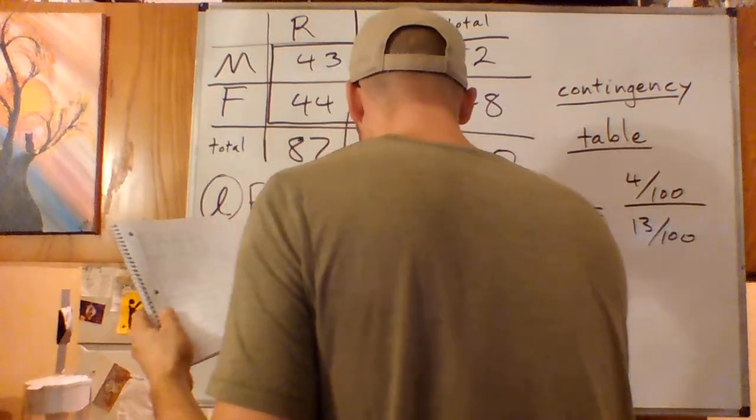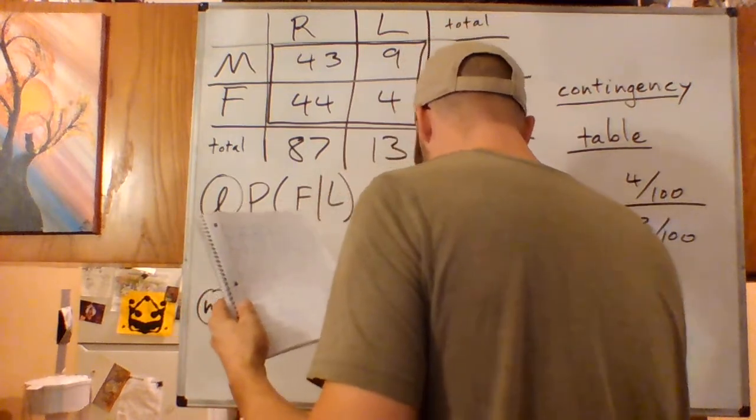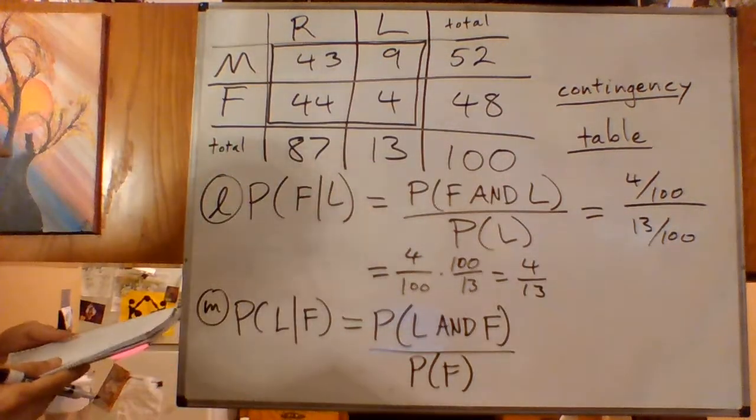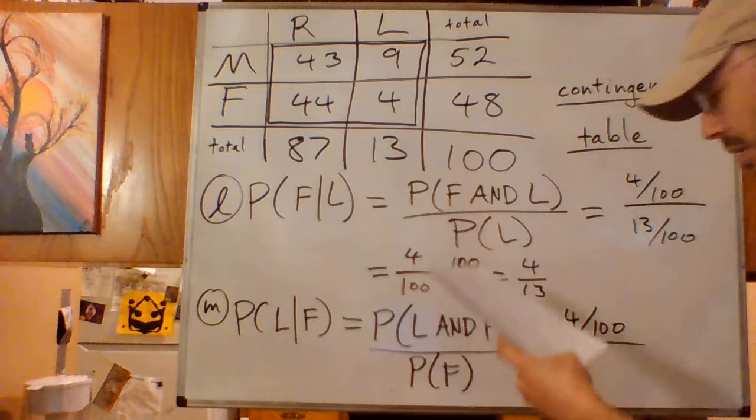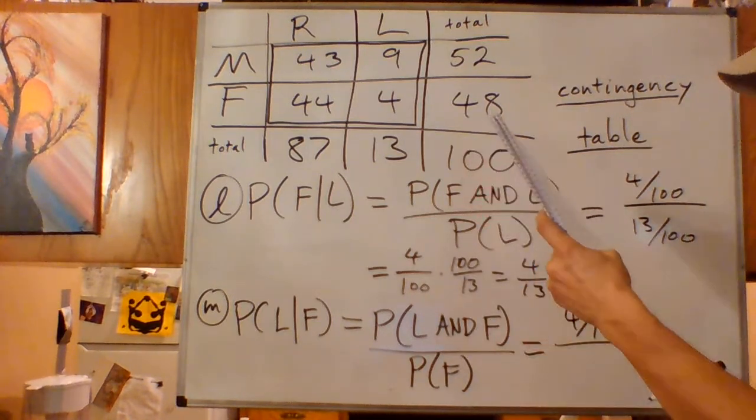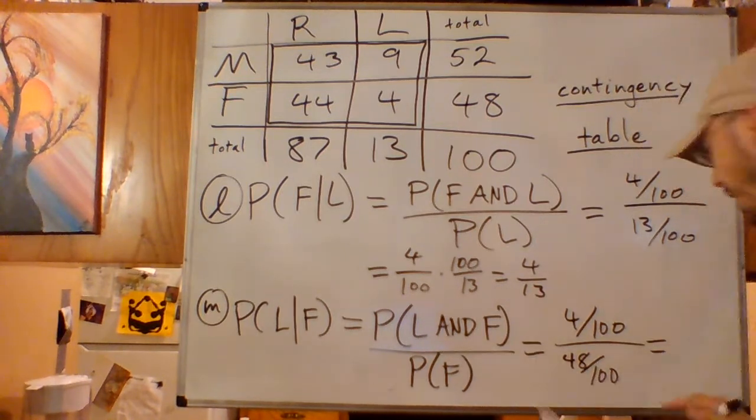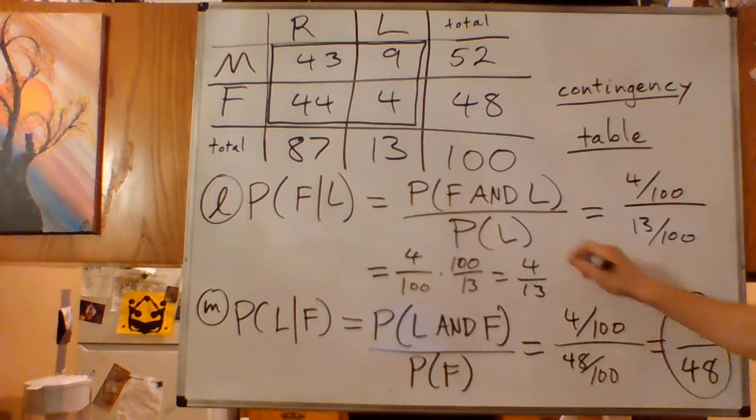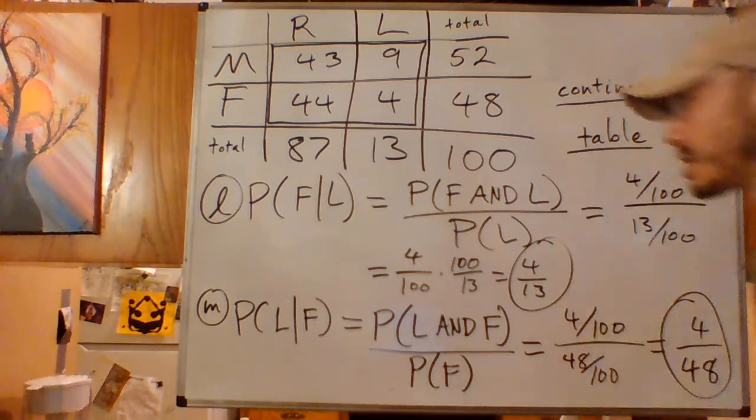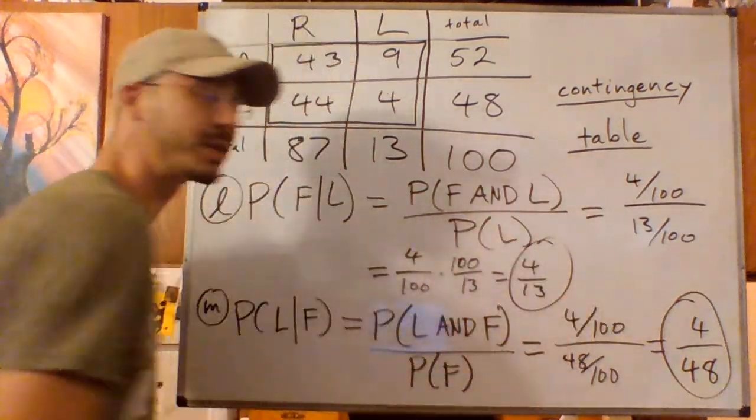According to the formula, this is probability of L and F divided by the probability of F, which I think we found as probability of F and L. Yeah, we called it 4 over 100. Probability of F is 48 over 100. And reducing those fractions like we did before, we're going to get a 4 upstairs and a 48 downstairs. That can reduce, but the point here is those are different. Reversing the condition and the event results in a different probability because they're different events.